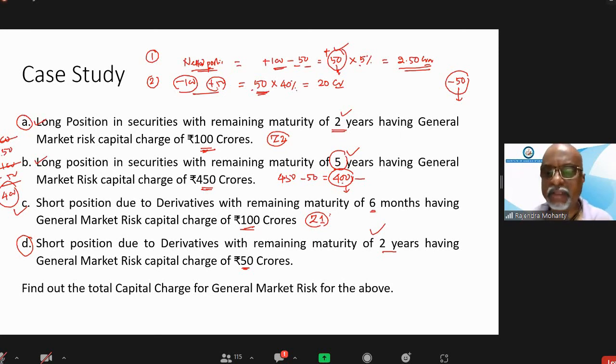So you have to see whether the last netting is correct with the algebraic sum of the capital we have done.